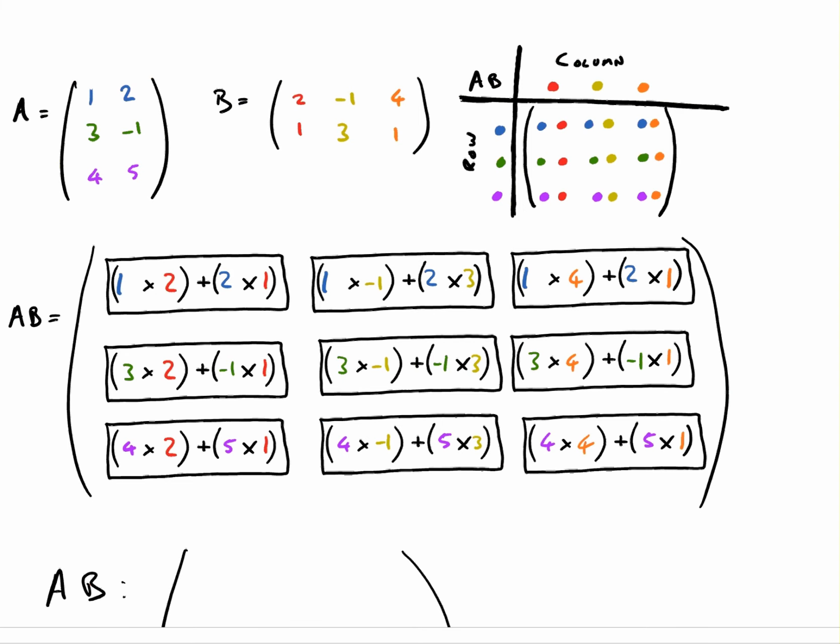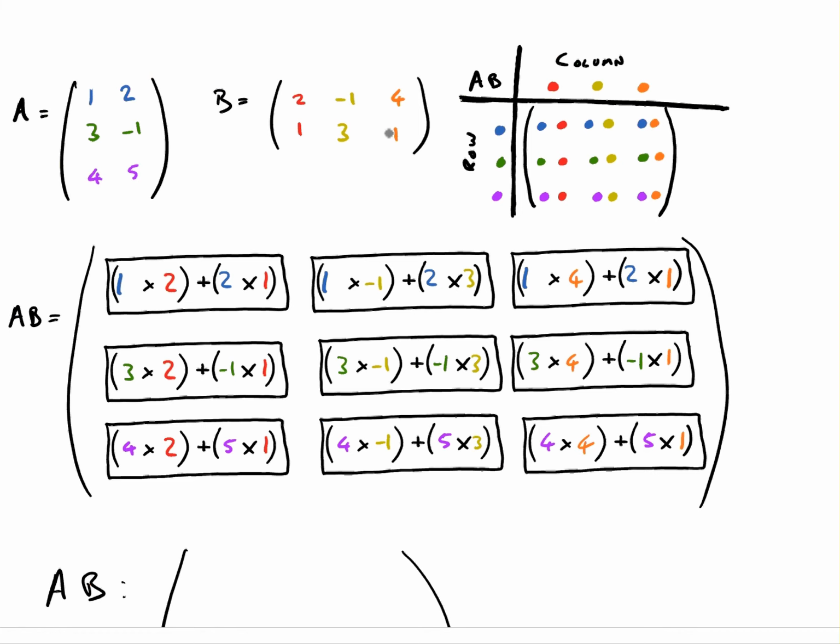And then here we got second row, second column. So second row of A multiplied by second column of B. Here we got the second row, third column. So second row of A multiplied by third column of B. And then down here we got third row of A multiplied by first column of B. So third row, second column here. So third row of A multiplied by second column of B. And down here we got third row, third column. So third row of A multiplied by third column of B.